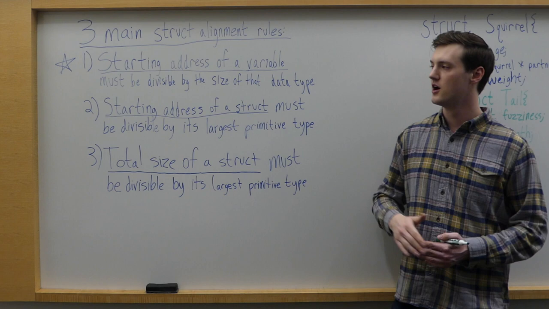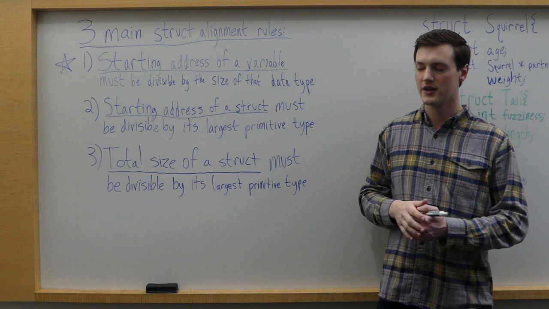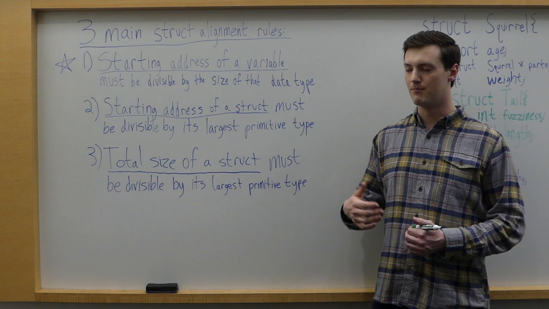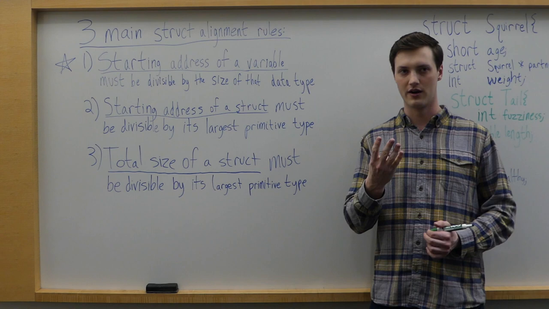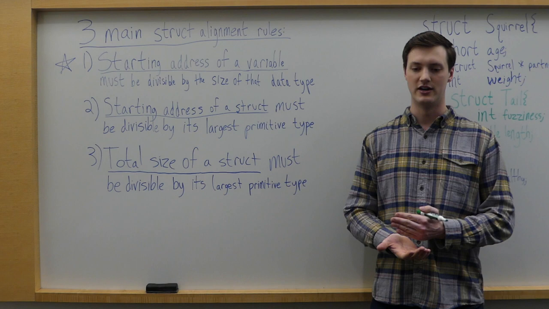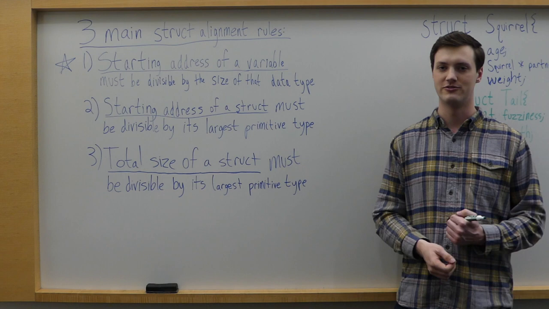The first rule, which I start with because I personally believe it is one of the most important, is that the starting address of a variable within a struct must be divisible by the size of that type. Let's say we had an integer within a struct. Remember that an integer is size 4, 4 bytes. That means an integer within a struct could start at address 0, 4, 8, 12, etc. But it could not start at addresses 1, 2, and 3 because those are not divisible by 4.